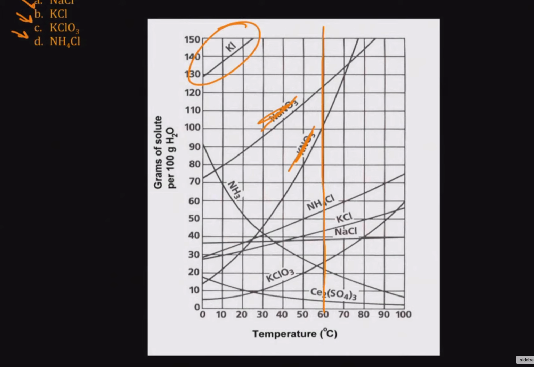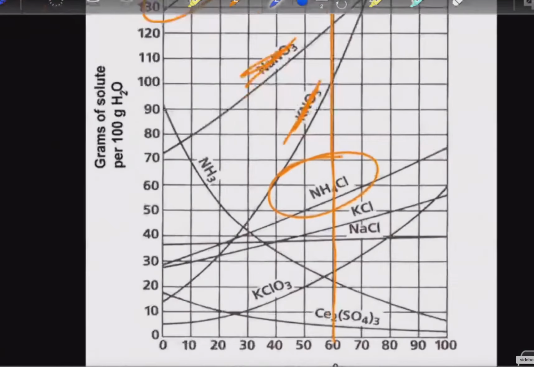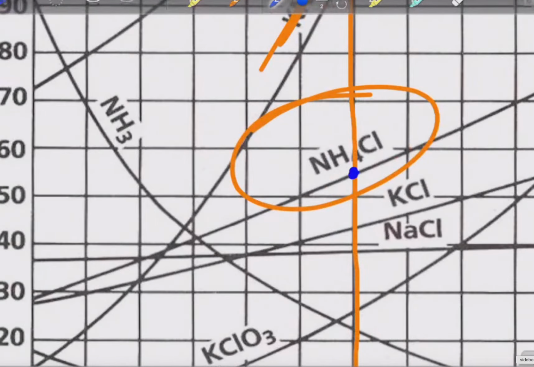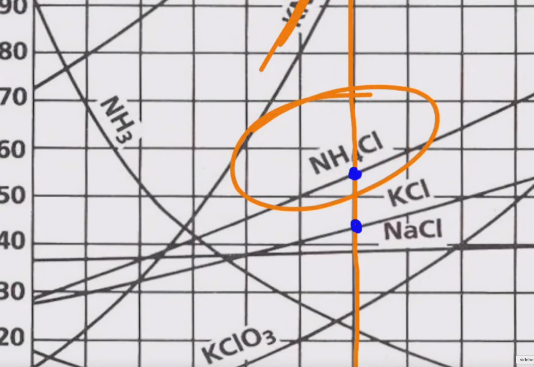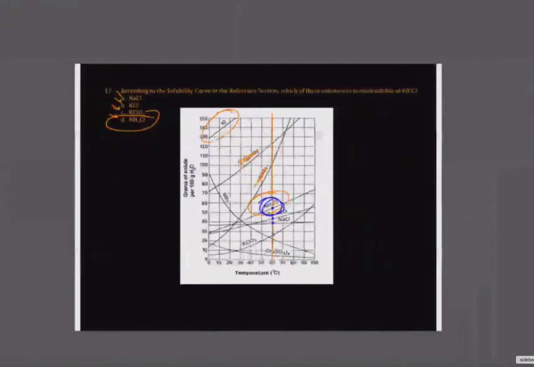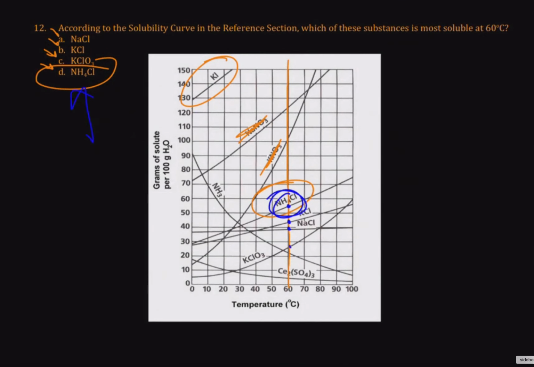The first one we come to that's actually on our choices is ammonium chloride. So that's the one that has the highest, and the point of that line that we're looking at is right here. That's the highest one up. The next one down is this one, and then this one, and then this one. But the highest one, which is what the question was asking, is the ammonium chloride. So that's choice D.